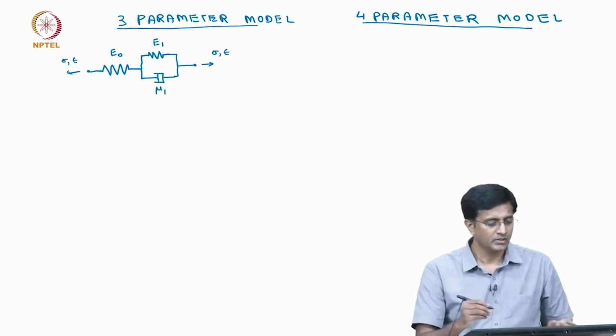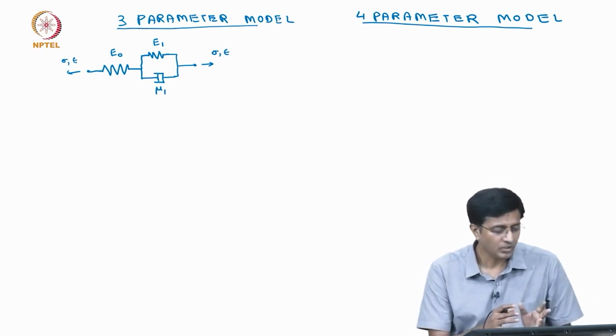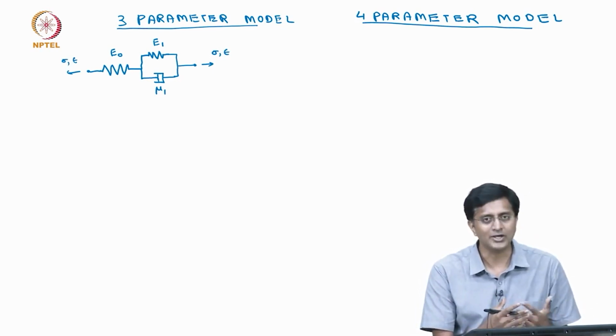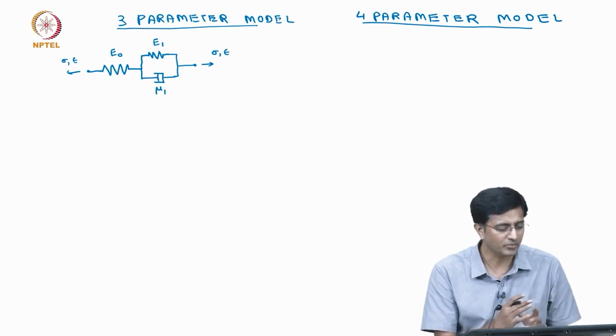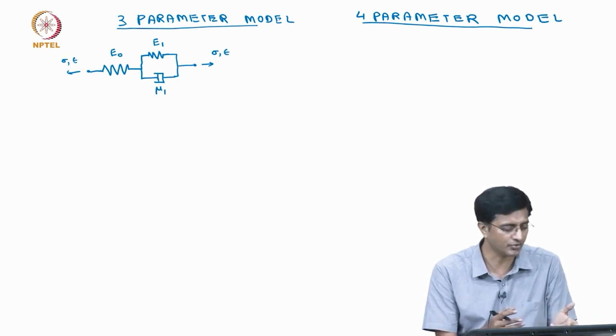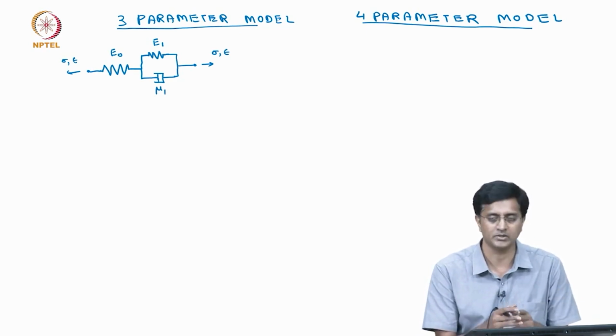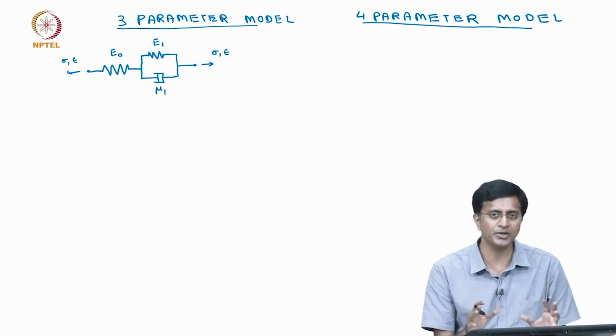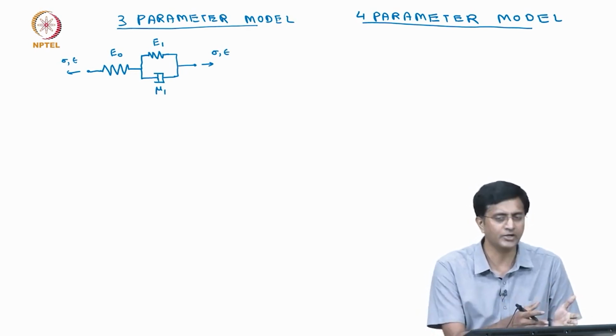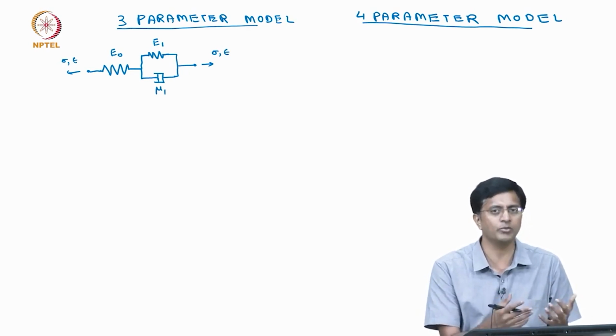Of course, there are other possibilities when I say a 3-parameter model. One can always come up with other combinations, saying that probably instead of a free spring, you have a free damper. Nobody is stopping us from doing it, but what I am trying to show is something which is more commonly used.